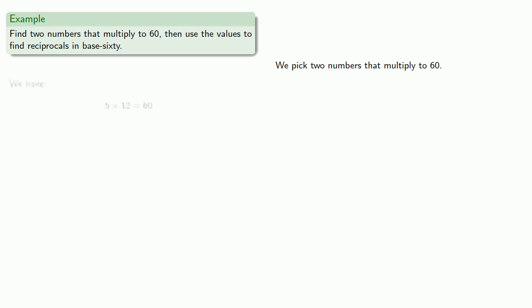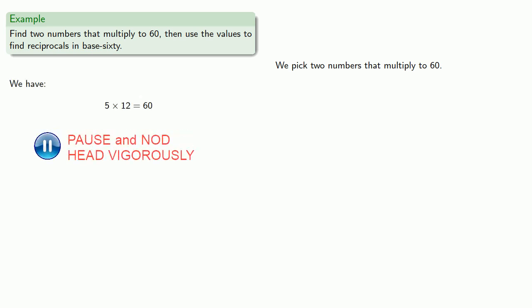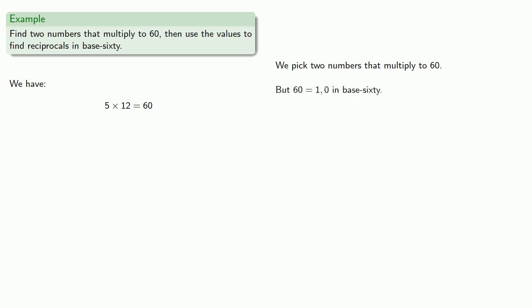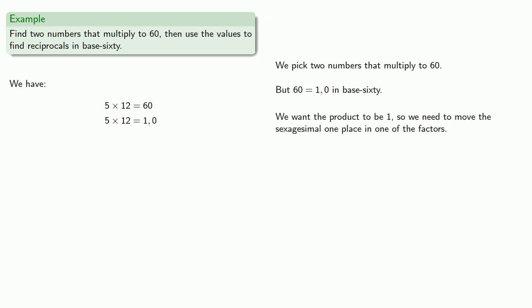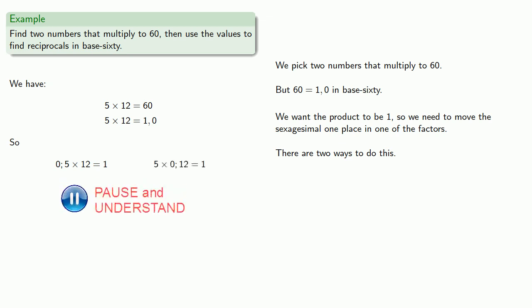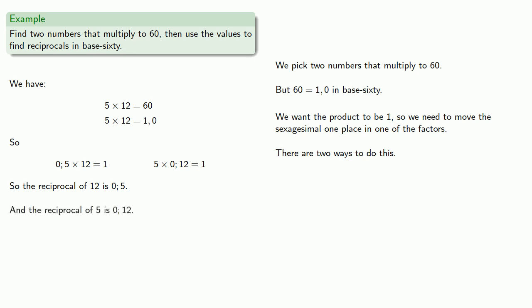How about 5 and 12? Now, remember that 60 is equal to 1, 0 in base 60. And we want the product to be 1, so we need to move the sexagesimal place in one or both of the factors. And there are two ways of doing this. We could move the sexagesimal place one space over in the 5, or we could move the sexagesimal place one place over in the 12. And so the reciprocal of 12 is 5 sixtieths, while the reciprocal of 5 is 12 sixtieths.